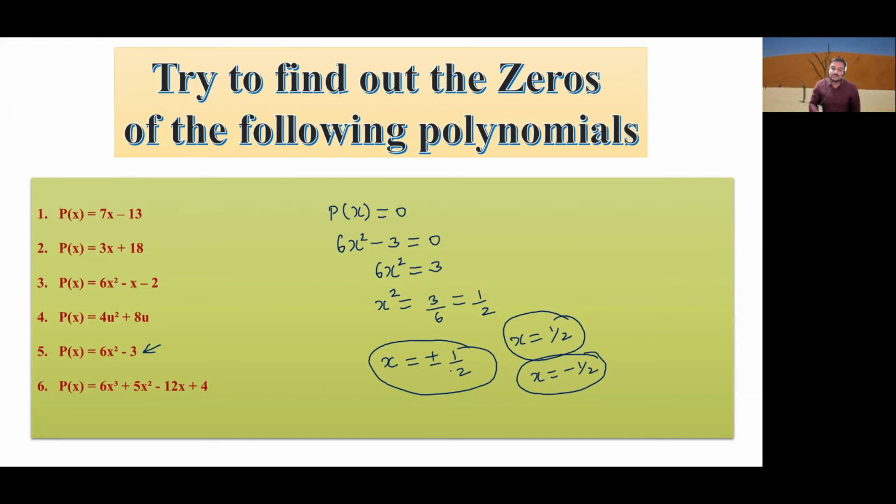Yes, root 2, correct. 1 upon root 2 it will be. We have taken square root, correct. 1 upon root 2 and minus 1 upon root 2. Okay. Is it clear to everyone?